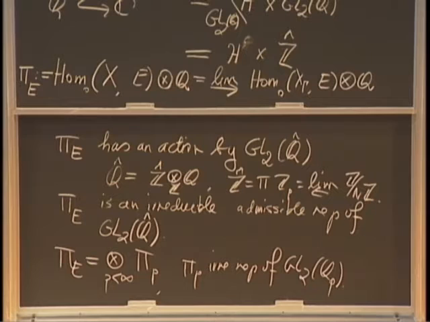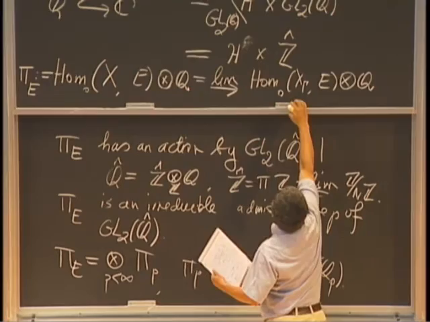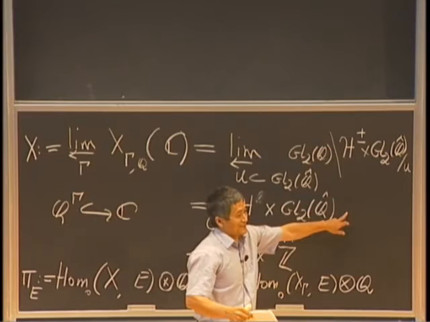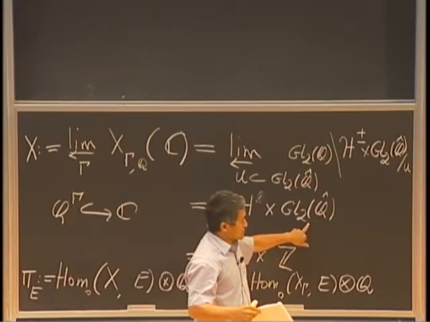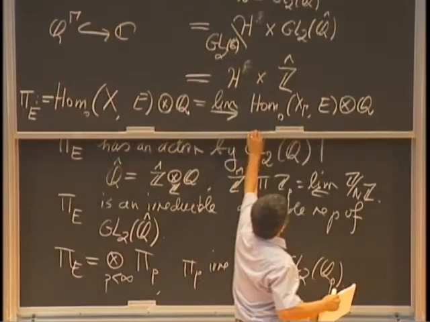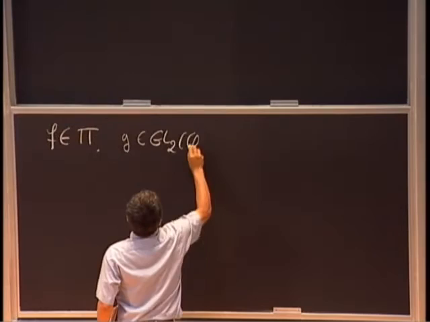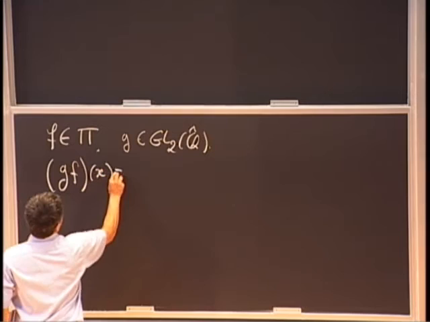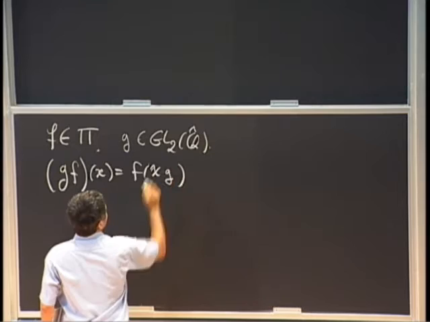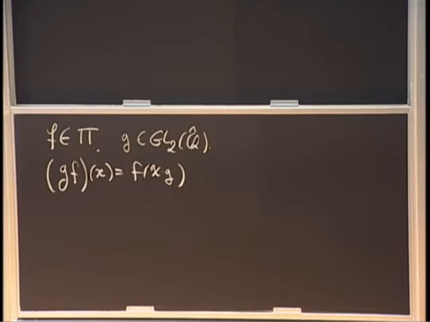Okay, so I forgot to say what the action here is. First of all, I needed to specify that this thing has action from the right-hand side, because this one acts on the left-hand side. This action is from the right-hand side. So the induced representation and the morphism will be from the left-hand side representation. So let me write the action: if f is inside pi and g inside GL2 of Q hat, g f of x really means f of g x, x of g, right? There's a right action inside. Okay, so I defined this representation.